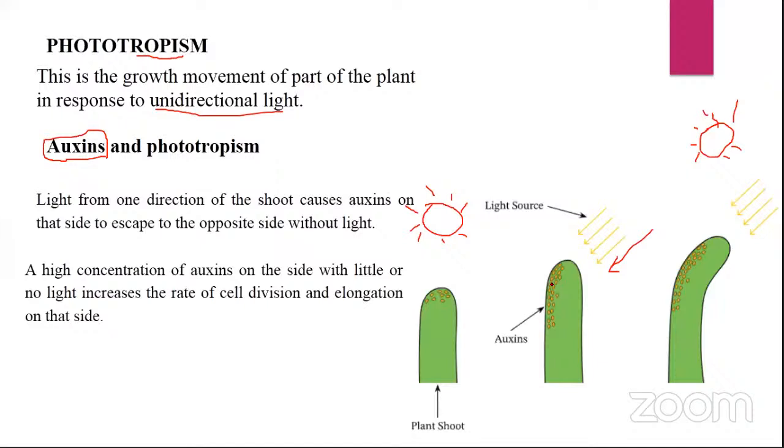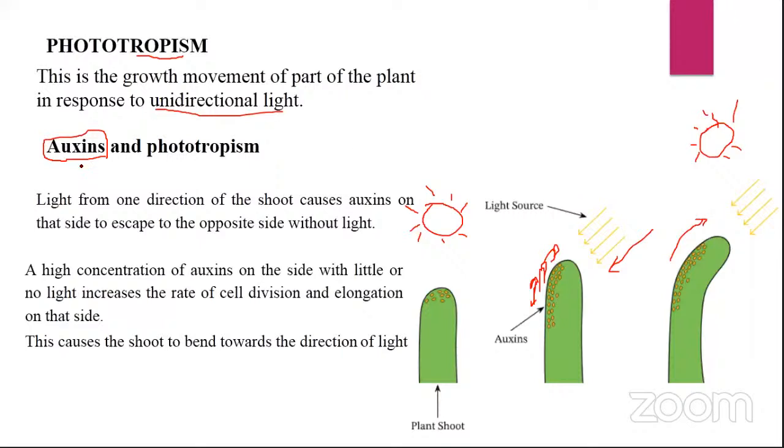Now, a high concentration of auxins on the side with little or no light is going to increase cell division here. So the cells in the shoot which are on this dark side are going to elongate and divide more often. They are elongating more than this other side, which is receiving more light. You find that the shoot is now going to bend towards light. This causes the shoot to bend towards light. So that is how auxins normally bring it about.